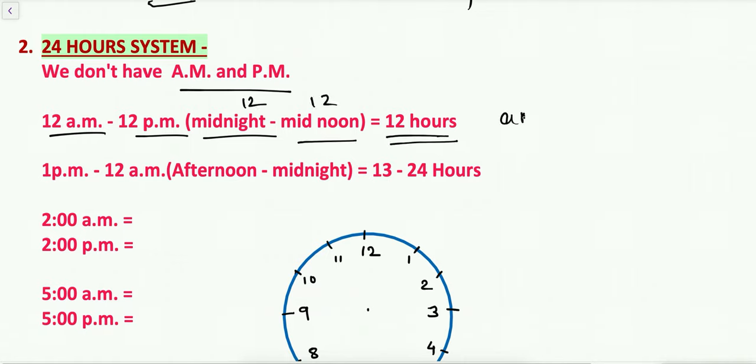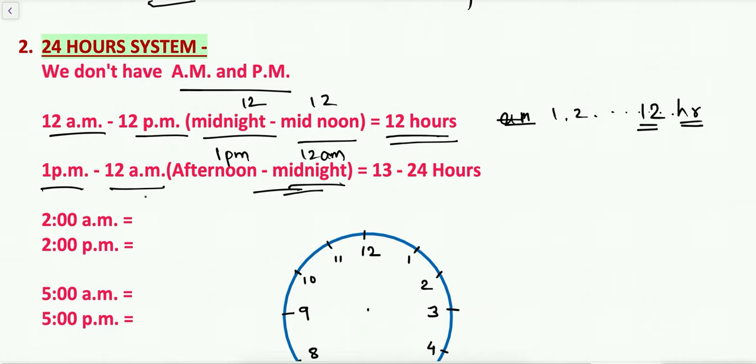So that is a 12-hour system. So the numbers will be 12, 1, 2, 3, 4, 5, 6, 7, 8, 9, 10, 11, 12. So 12 hours. But after 12 noon, that is 1 p.m. to midnight 12 a.m. So as we don't have the AM and PM concept here, from 1 p.m. to 12 a.m. we have the 13 to 24 hours. So 13 to 24 hours, that is how we'll read here.